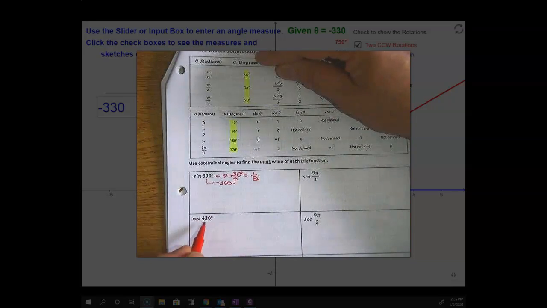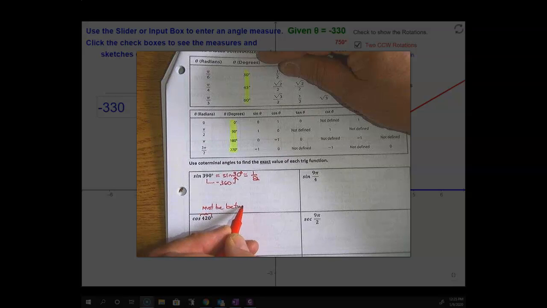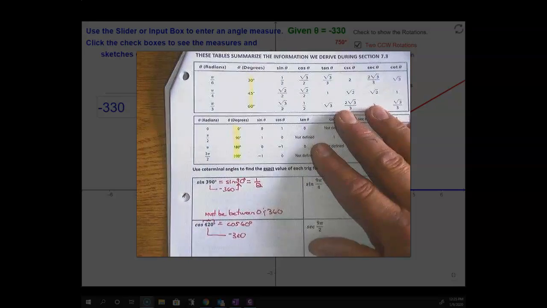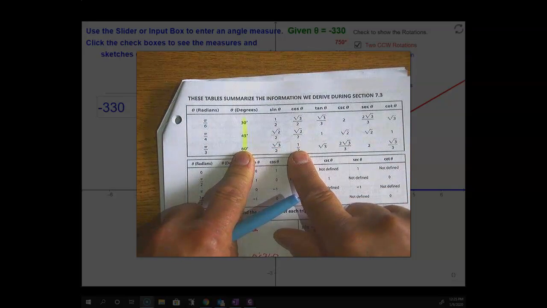All right, that's not between 0 and 360. I want this to be between 0 and 360. Okay, so I'm going to subtract 360 and I get 60. Easy. So cosine of 60, that's on my chart. Cosine, that's also a 1/2.